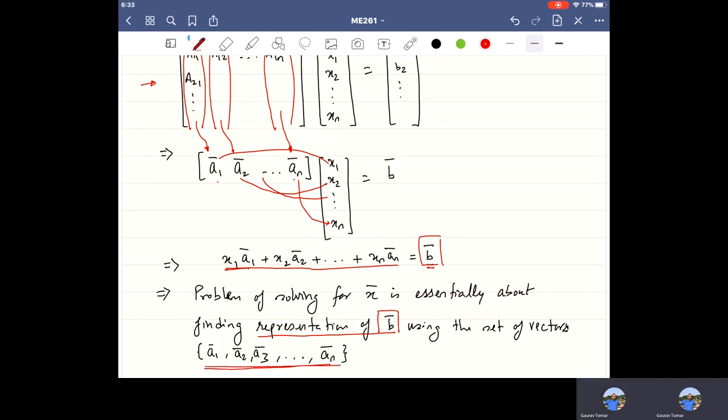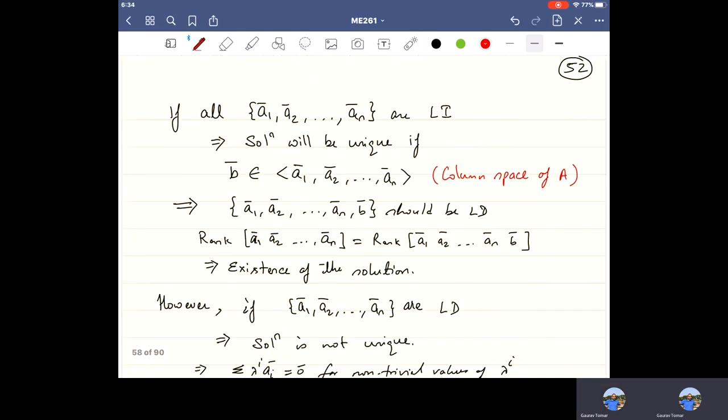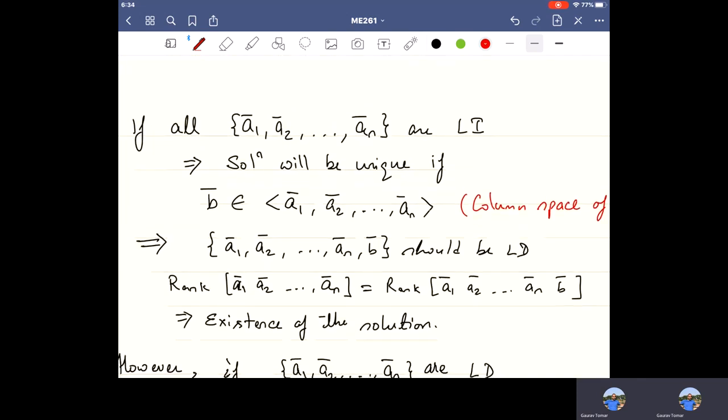Correct? That's what the problem reduces to. So if you know how to represent b in terms of a1 to an, then you would know these numbers x1 to xn. That means you would have solved the system of equations Ax equal to b. Correct? So now we see that if a1 to an are linearly independent, then we have a unique representation of b in terms of the span of the vectors a1 to an.